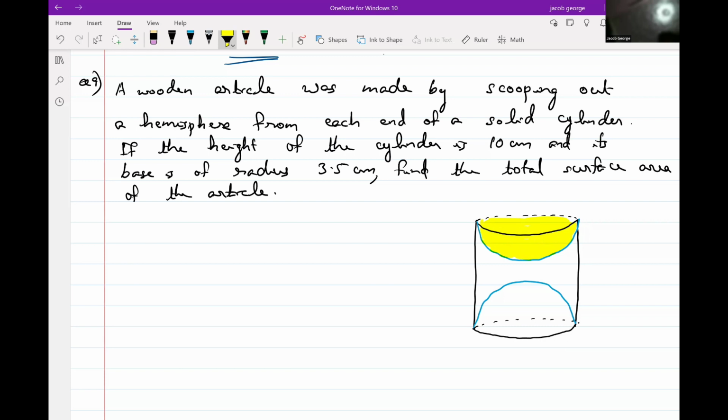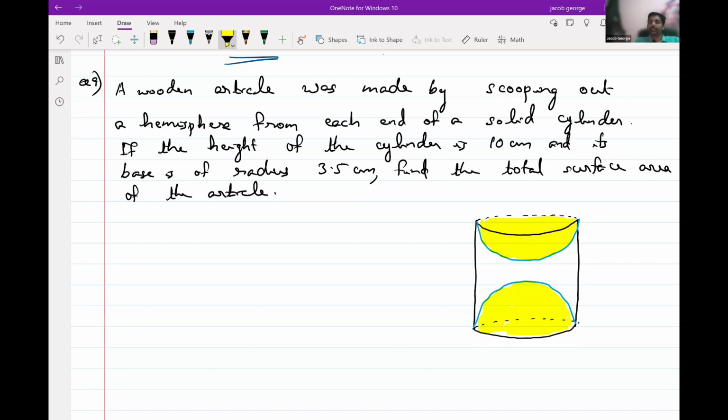From the top of the cylinder, a hemisphere is scooped out. From the bottom of the cylinder also, a hemisphere is scooped out like this. Please draw the diagram. Here also we have to find the total surface area of the article. What are the surface areas that we can touch here?